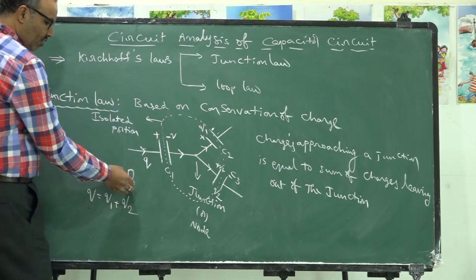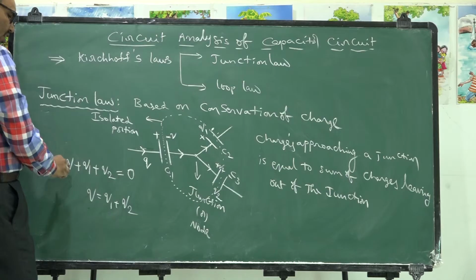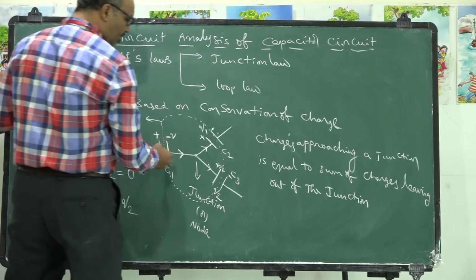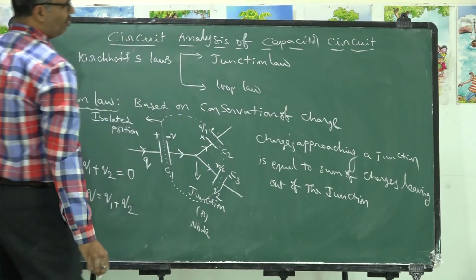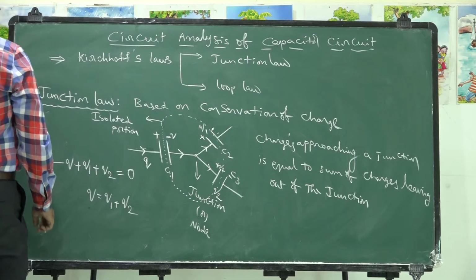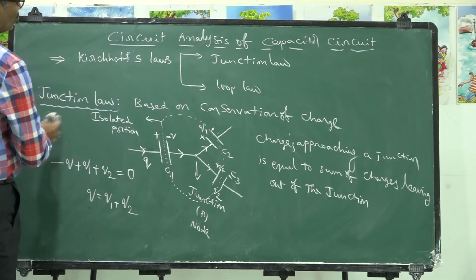Initially no charge is available, therefore I took 0. Finally, the distribution of charges is like this. Hence it proves that the charge approaching is equal to the charge leaving. This is called the junction law. Next, let us understand the second law proposed by Kirchhoff.